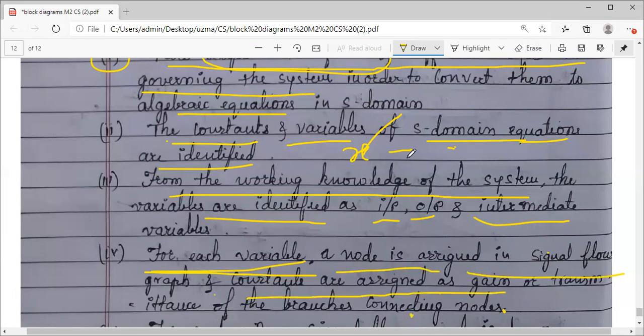Just now I have taken here x1 is equal to a into x2. What do you mean by this? x2 is the input, x1 is the output, a is the gain parameter, the transmittance. So whatever constant value comes, that is nothing but your gain value. So you should be able to identify input and output, and for each variable a node will be assigned, and whatever constants there are, you will be assigning them as the gain or the transmittance.